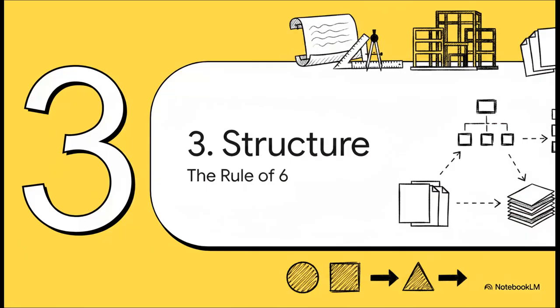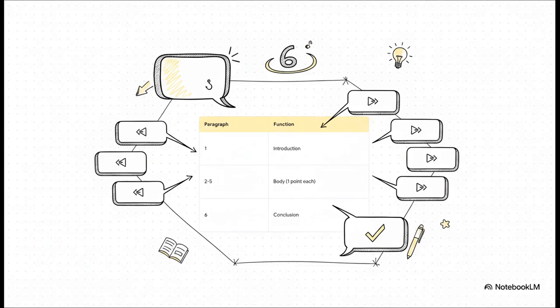Section 3. The 6-paragraph structure. Let's check out a predictable framework that turns a totally blank page into a finished speech. We call this the rule of 6. Now, while you might end up writing 7 paragraphs, aiming for a 6-paragraph structure keeps you incredibly focused.